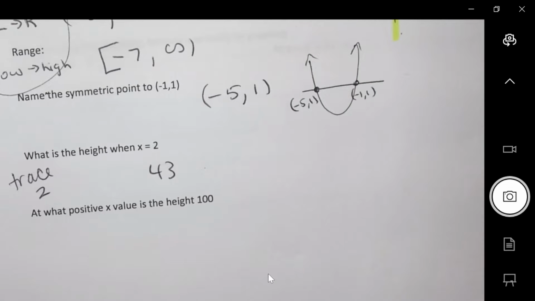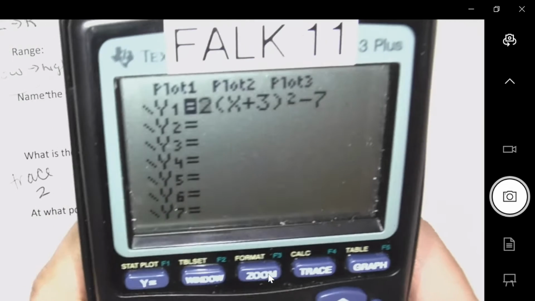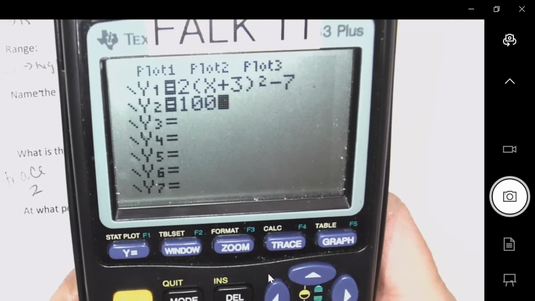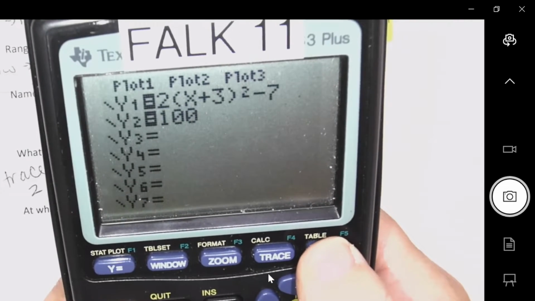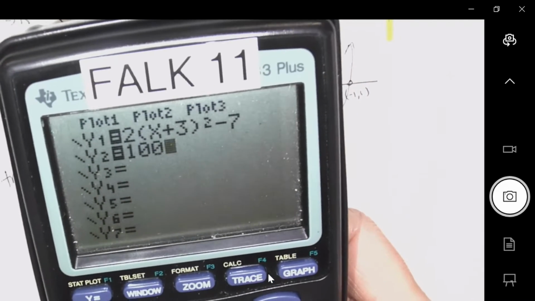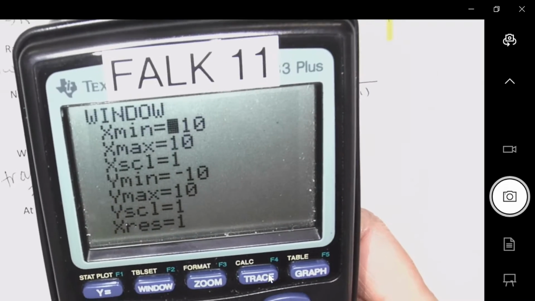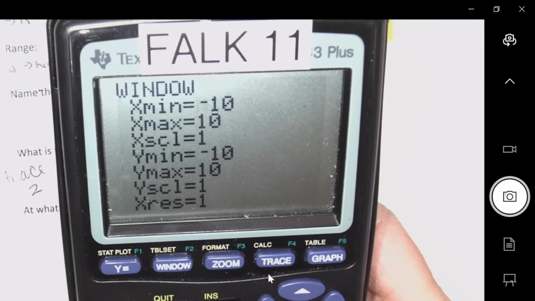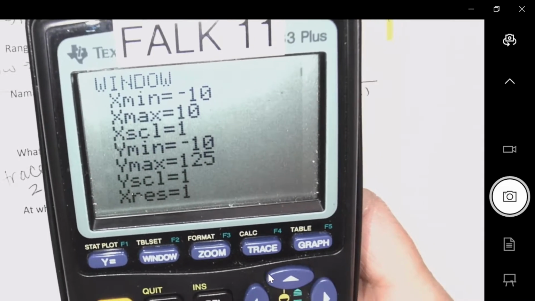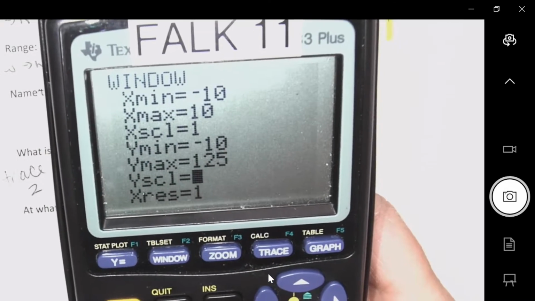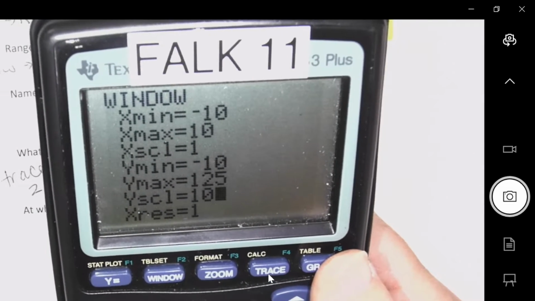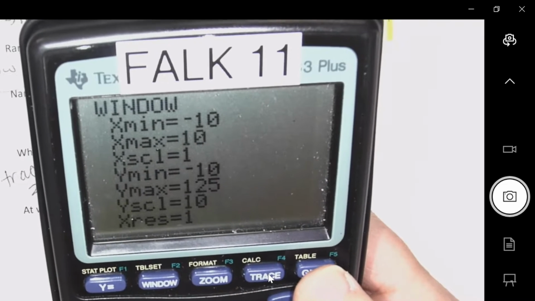At what positive x value is the height 100? So now I'm going to make my y2 100. And I think I'm going to really have to change my window, because before we were only going up to 10. So let's go to our window. Obviously, I'm going to have to see 100. So y max, I'm going to do 125. And I'm going to go up by tens, because I need to see 100, so I'm going to change that.